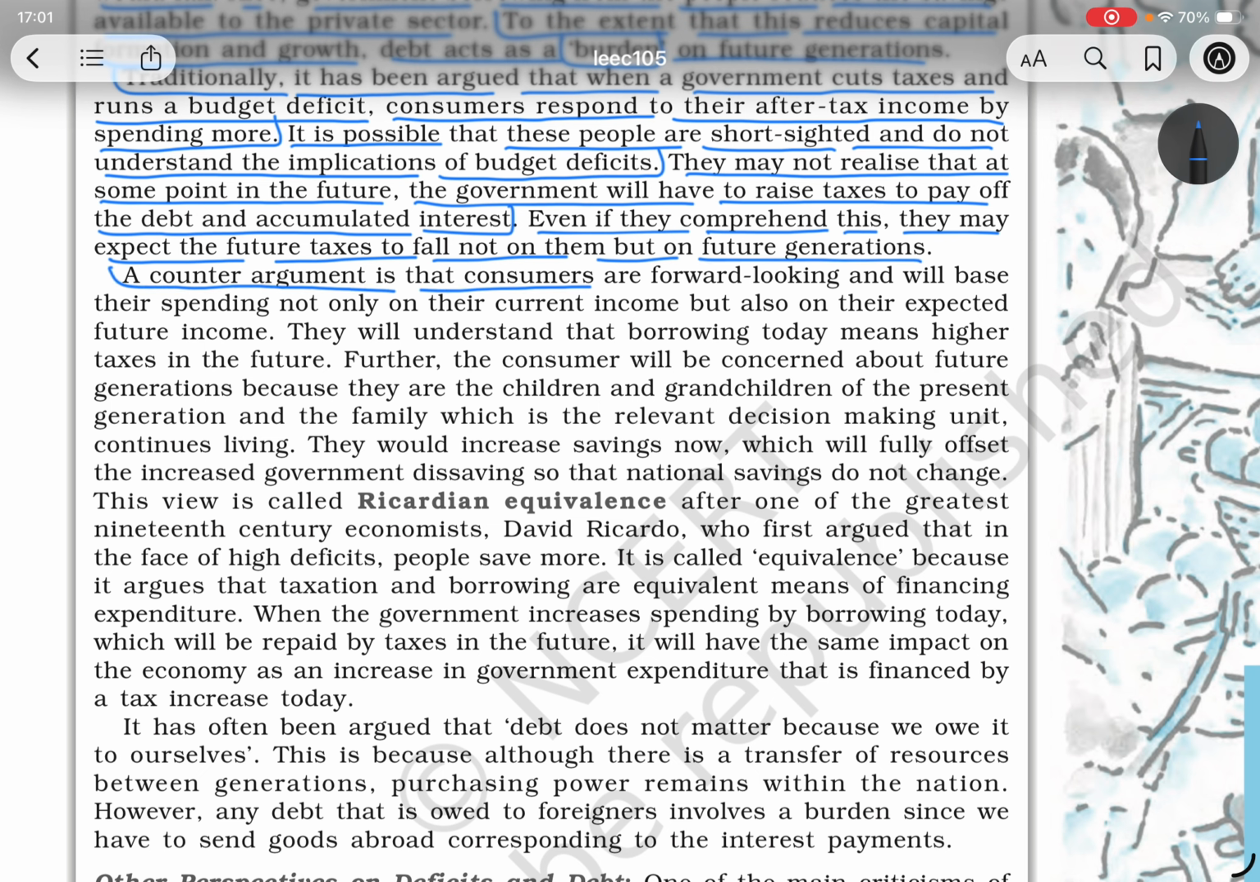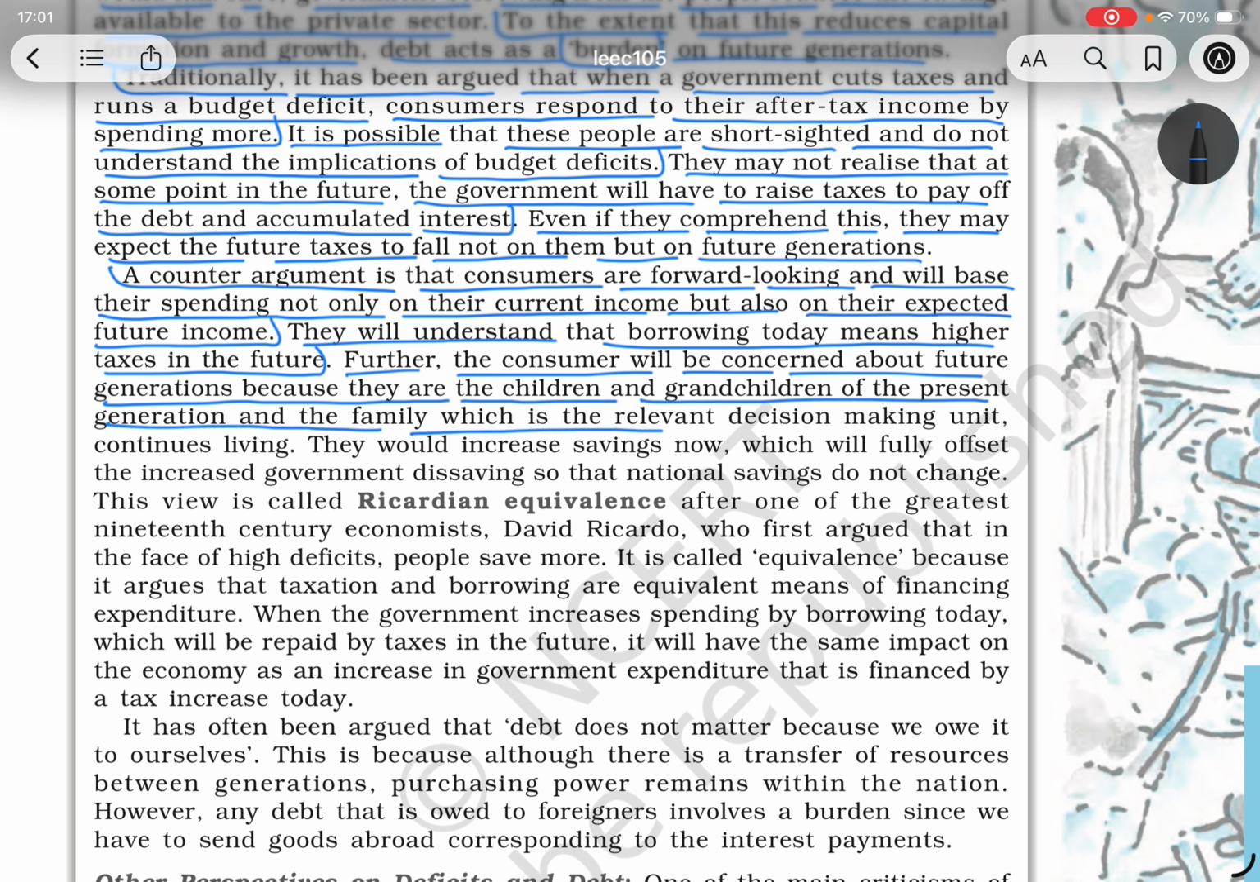A counter-argument is that consumers are forward-looking and will base their spending not only on their current income but also on their expected future income. They will understand that borrowing today means higher taxes in the future. Further, the consumer will be concerned about future generations because they are the children and grandchildren of the present generation, and the family, which is the relevant decision-making unit, continues living.